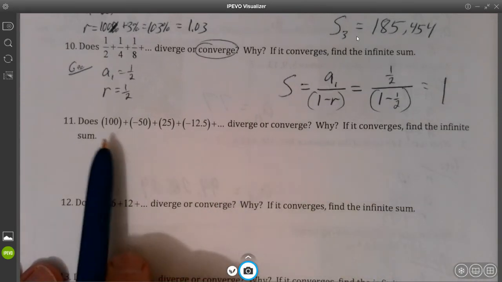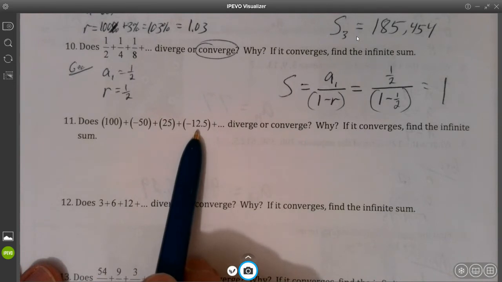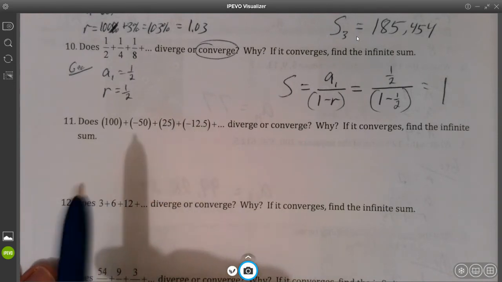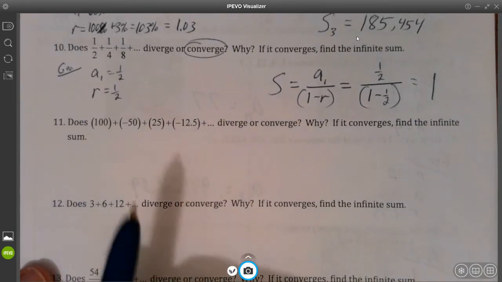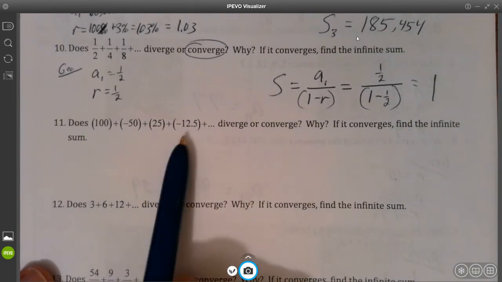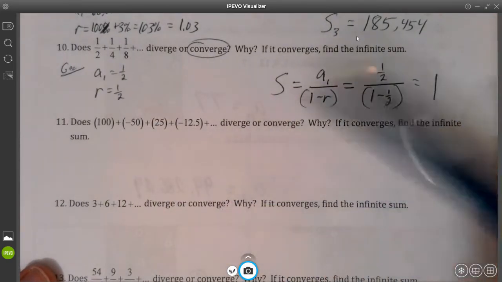And I have to ask myself, are these numbers getting closer to 0? And the actual answer is, well, I don't know. All right, let's ignore the signs for a second. Let's ignore this positive, negative stuff. 100, 50, 25, 12.5. They're getting closer to 0. They are alternating, but they're still getting closer to 0.